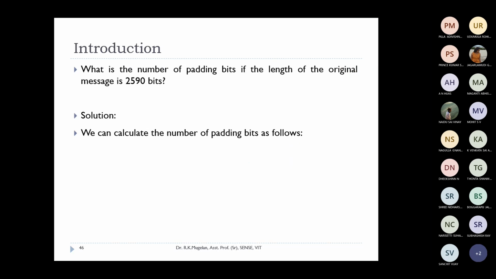Right. So I have a question for you. What will be the number of padding bits if the length of the original message is 2590 bits? You have to listen to this very carefully. Can you people tell me the answer? So you'll have your original message of 2590, and you have your extra 512 bits.